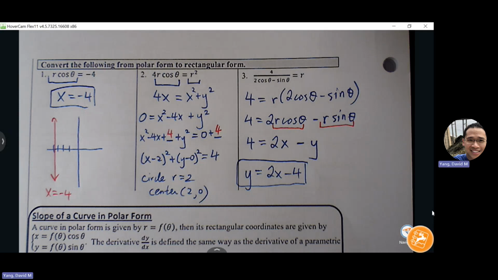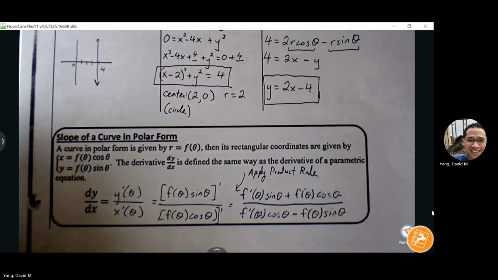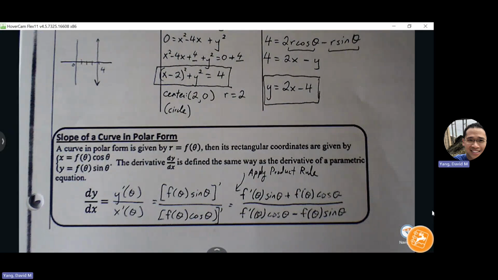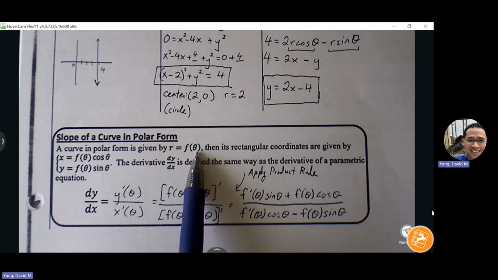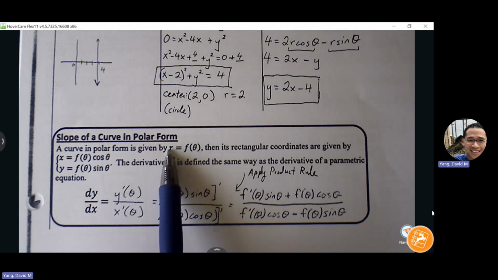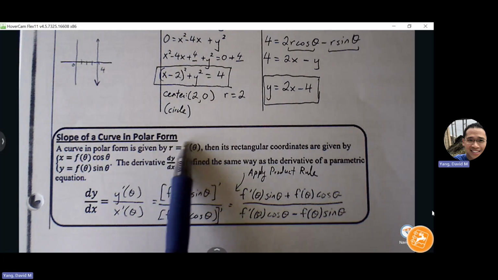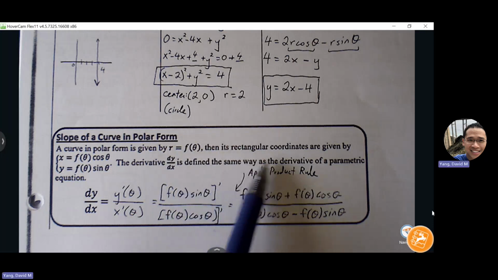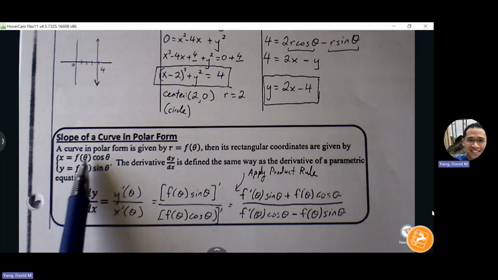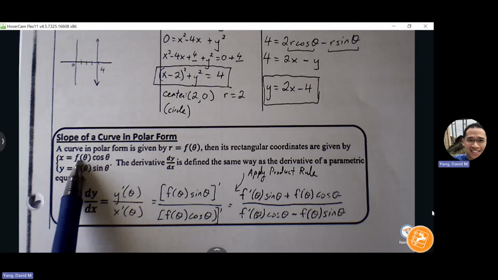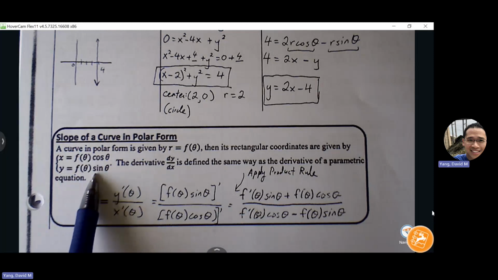Okay, so now let's talk about derivatives here. Slope of a curve in polar form. A curve in polar form is given by r equals f of theta. We know theta is the independent variable. r is the dependent variable. We can think of r as f of theta. Then its rectangular coordinates are given by x equals r cosine theta, thinking of r as f of theta, and y is f of theta sine theta.